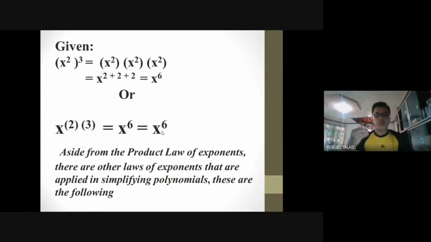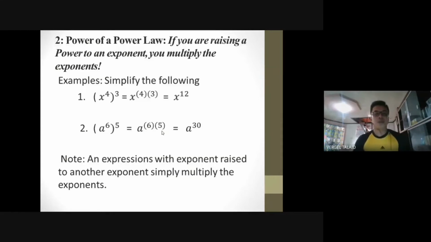So aside from the product law of exponent, there are other laws of exponent that are applied in simplifying polynomials. So these are the following. Power of a power law. If we are raising a power to an exponent, you multiply the exponents. Again, this time we are going to multiply the exponent. Why is it called power of a power law? Because a power 4 is raised to another power 3.